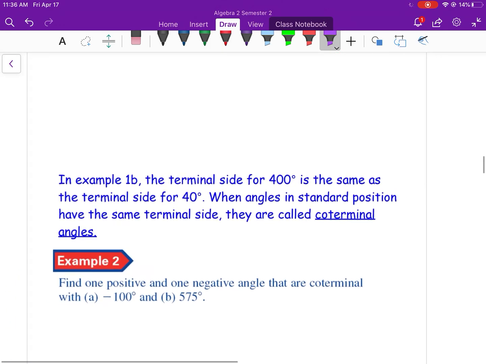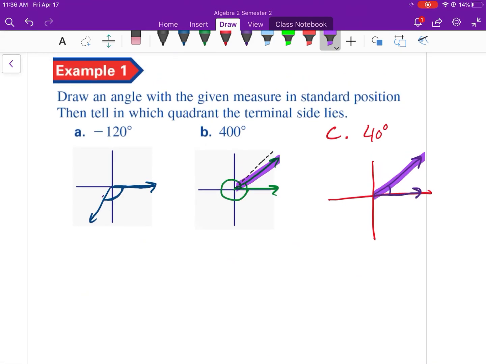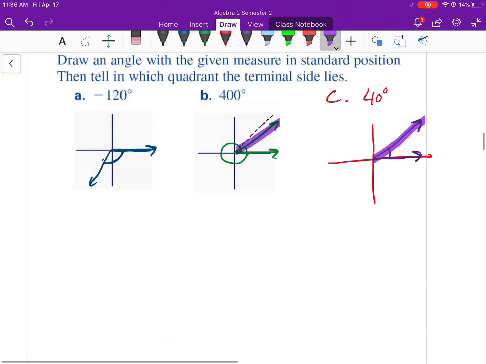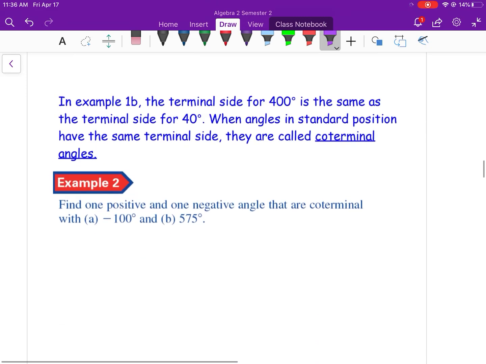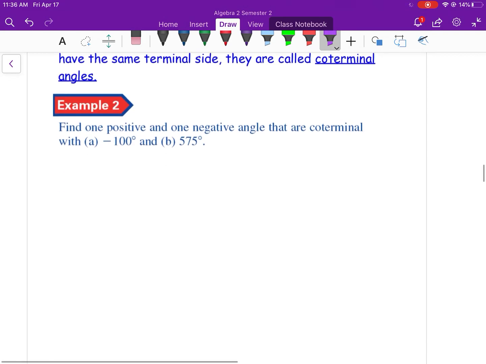When angles in standard position have the same terminal side, just like 440 and 80, they end up on the same terminal side. It looks exactly the same. They're called coterminal angles. The only difference between 400 and 40 is that in 400 we did a full rotation and then just another 40 degrees, just 40 degrees from the initial side. So finding a coterminal angle comes down to doing another whole rotation counterclockwise or clockwise, depending on if you want it positive or negative.